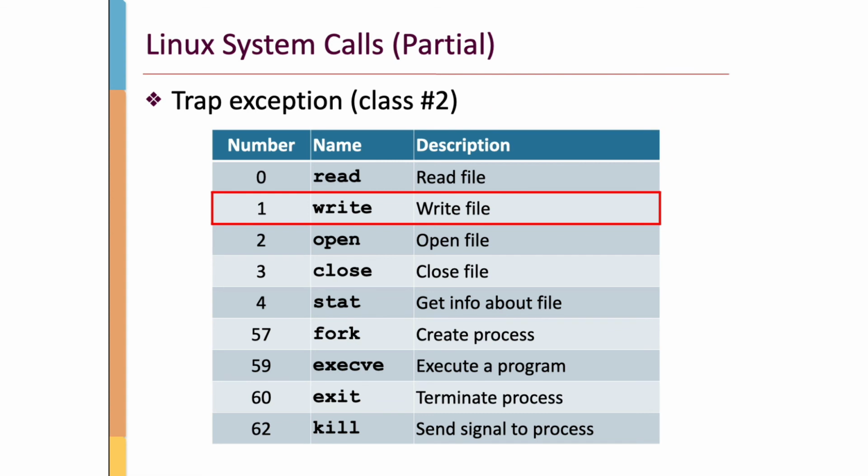As a second example, let's think about what might happen when an application program wants to do a write to a file. We saw before that the exception table allocates quite a lot of space for traps that the operating system can use, so this is a list of some of the traps. And we want to focus on this trap number 1, the write system call.